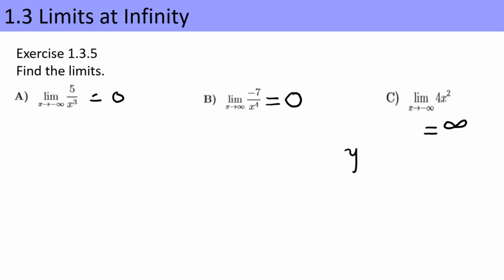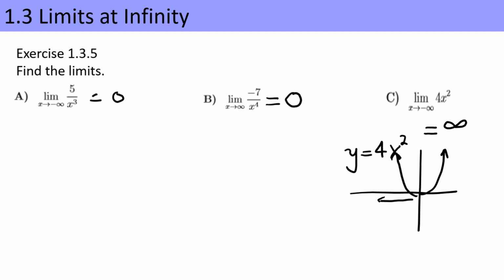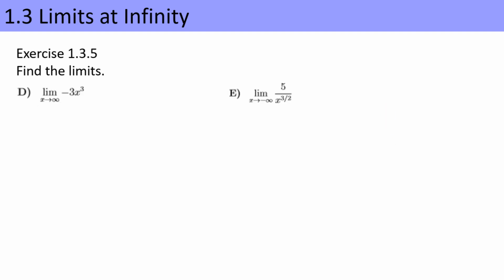Just for clarity, let's consider the graph of the parabola of 4 times x squared. What we do know is that the parabola is facing upward, so as x gets closer and closer to negative infinity, the graph itself continues to increase.